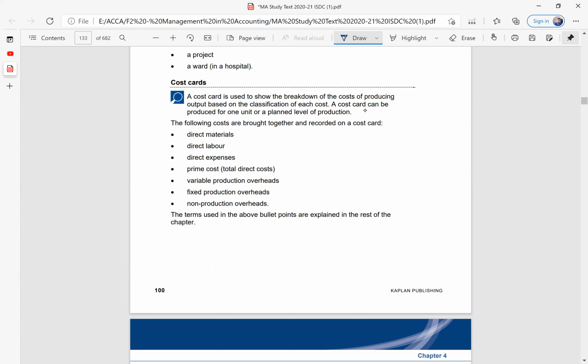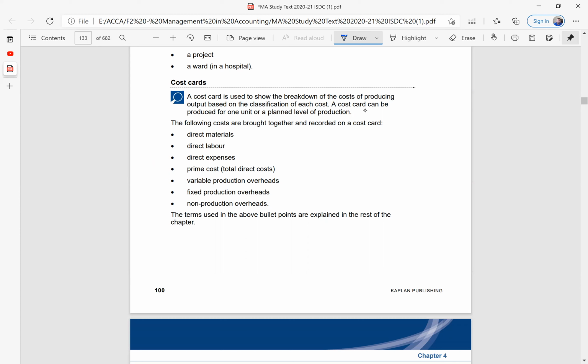So when you add all these direct costs, you come up to prime cost. If you see, they have written total direct cost equals prime cost. Now, after the prime cost, you're going to add variable production overheads into the prime cost. You're going to add fixed production overheads into the prime cost. You're going to add non-production overheads into the prime cost. And this would become total cost.